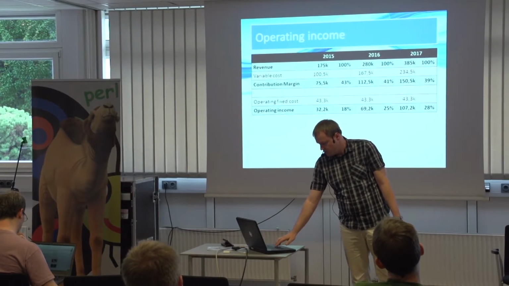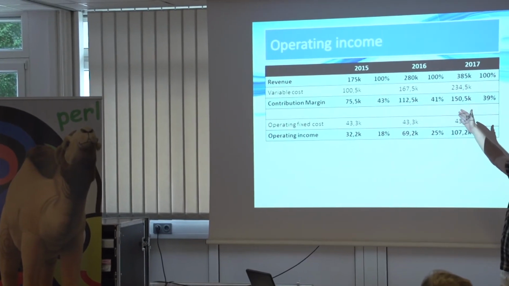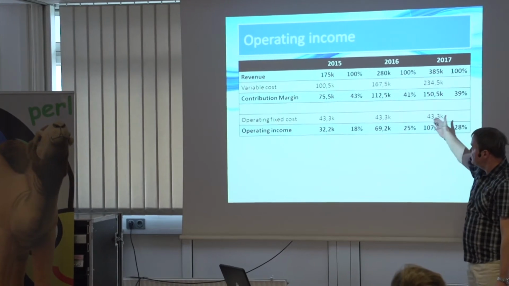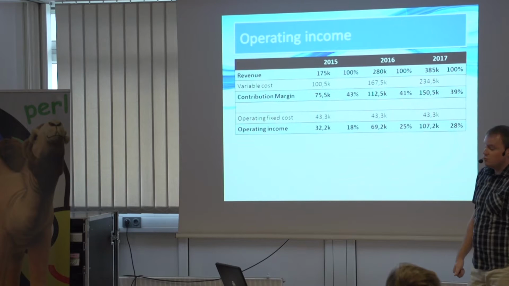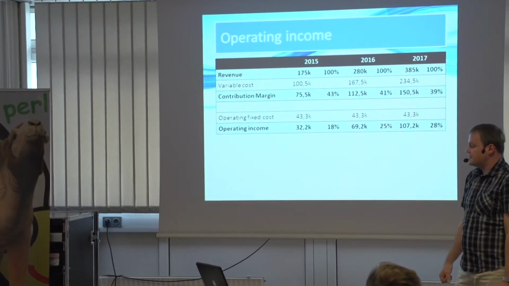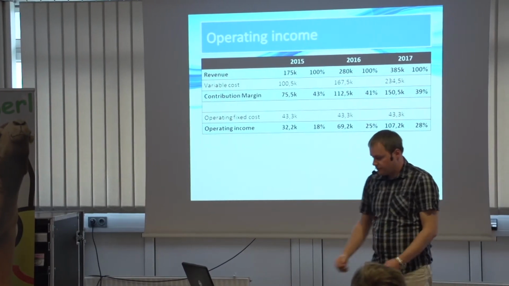And we can go to the operating income. At the top, you again see the revenue and variable cost. The result is contribution. And afterwards, we have this operating fixed cost and the operating income. So this money that we have in our pocket is our earnings before taxing, before credit interest, before depreciation.